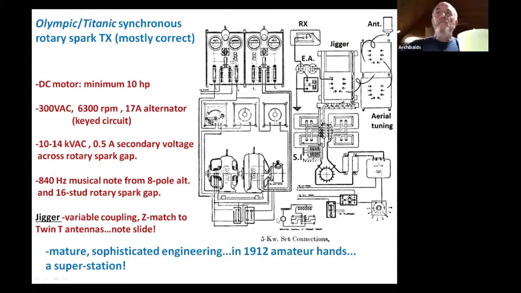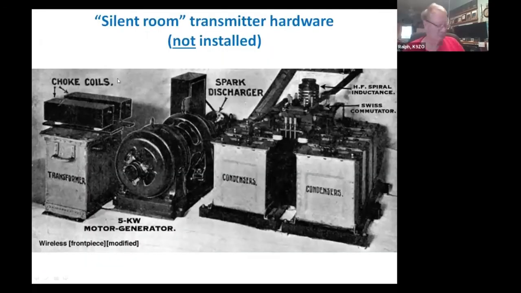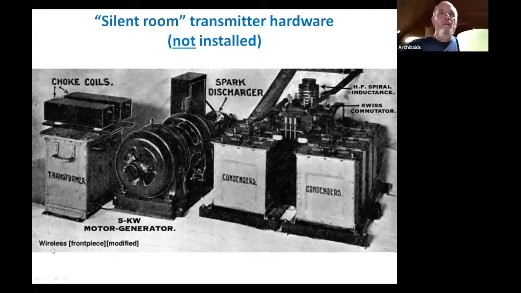Okay, this is just a picture of what these parts look like. This isn't on the Titanic. This is just, I don't know, in a Marconi warehouse somewhere. It came out of an old book called Wireless. And here's what the transformer looked like. It was put in a big steel tub. This is the 300 volt to 14,000 volt transformer. Here's the RF chokes. Here's the MG set, and you can see the disc discharger kind of gleaming there. And here's the tank circuit with a spiral inductor and the banks of condensers.